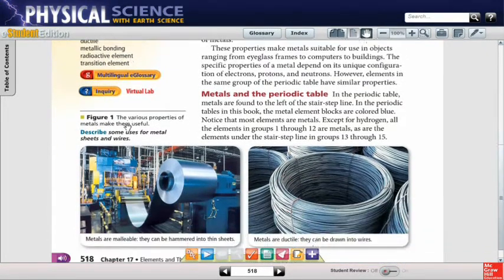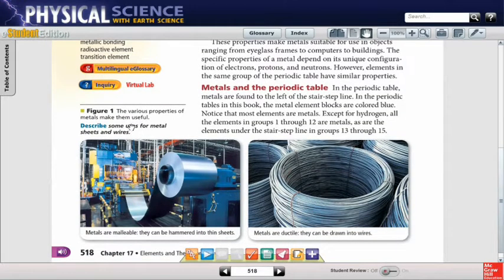We'll look at the pictures in this section and then move to the next page and see what the pictures are there. This says in Figure 1, the various properties of metal make them useful. And what do we see? Some of the uses of metal are sheets and wires. Now here's a big metal sheet. What do you suppose that sheet could be used for? It's a big old sheet of metal.